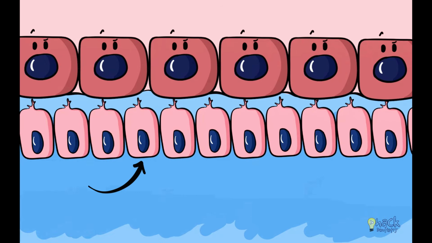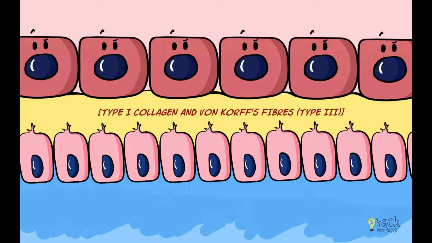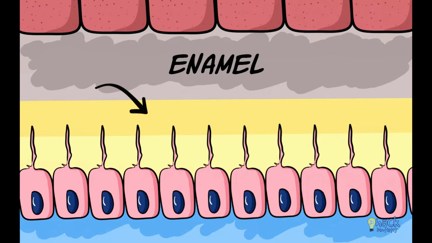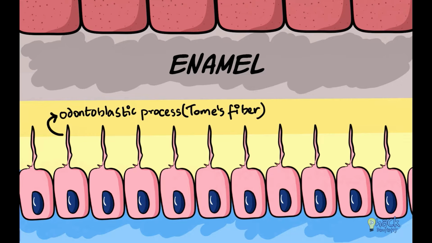Now, odontoblasts, once fully differentiated, start to secrete collagen molecules and non-collagenous proteins in the extracellular region towards the inner enamel epithelium. The initial mantle dentin matrix comprises mainly type 1 collagen and partly von Korff's fibers comprising type 3 collagen. After the odontoblast secretes the initial mantle dentin matrix, it develops a process called the odontoblastic process, which extends into the extracellular matrix.